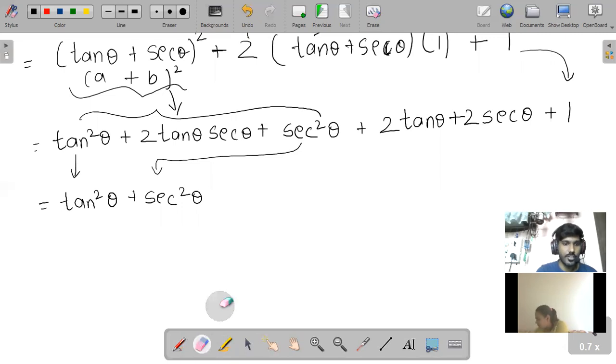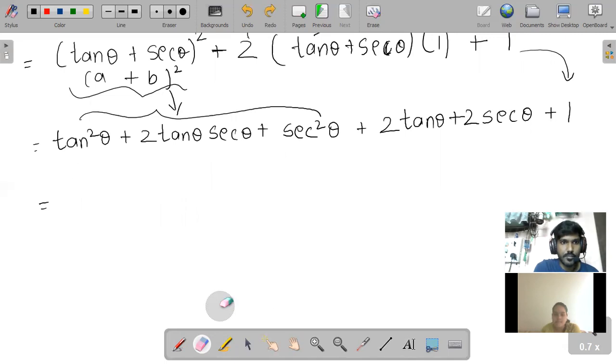Or instead of that, one other way we can do is bring this tan square theta and the last term, that is plus 1, together. So when you write this together, it will become 1 plus tan square theta, and then that is equal to sec square theta. So I'll just write that together then.